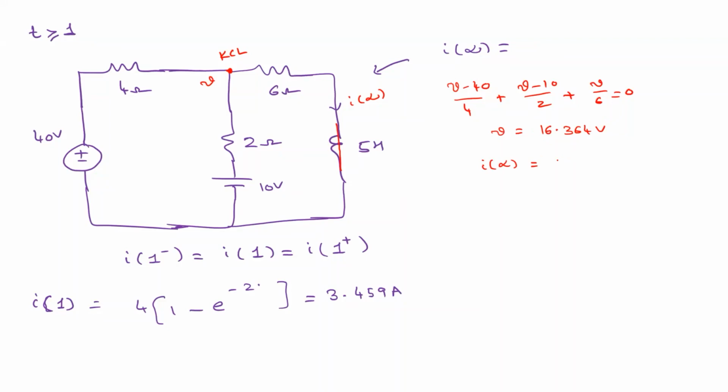Okay. So 16.364 divided by the 6, right? So that is the current that is flowing. So how much you said? 2.727. You said something, right? Yes, sir. 2.727. Okay. Just check this one. I think it is correct. Okay. So what is the value of tau? What is tau?